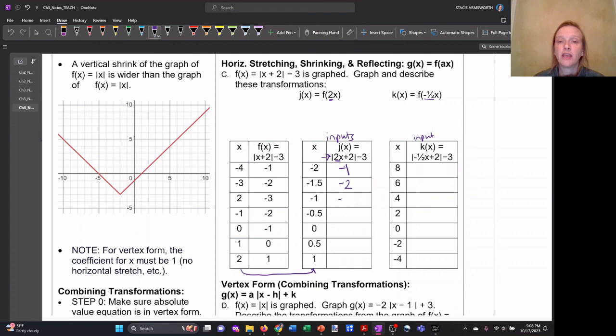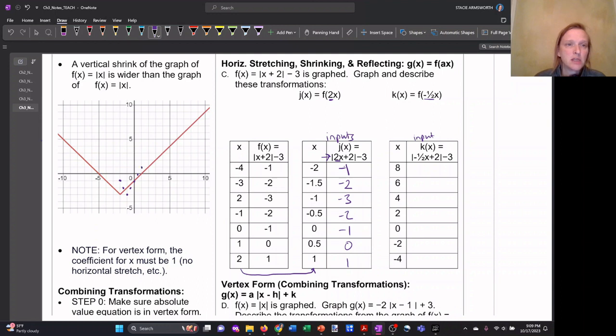When I plug in -1, I get -3 as my output. -0.5 gives me -2. Plugging in 0 gives me -1. Plugging in 0.5 gives me 0. Plugging in 1 gives me 1. So if I go ahead and graph this, -1.5, -2, then -1, -3, then -0.5, -2, 0, -1, 0.5, 0, and 1, 1.